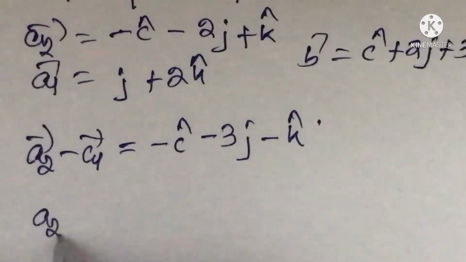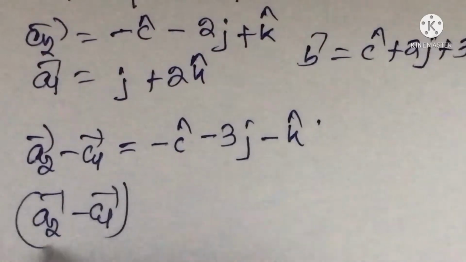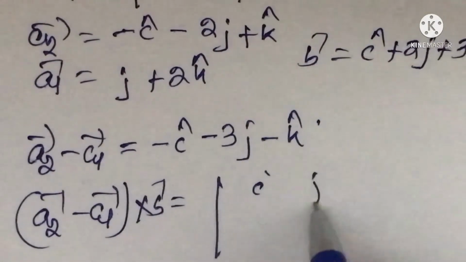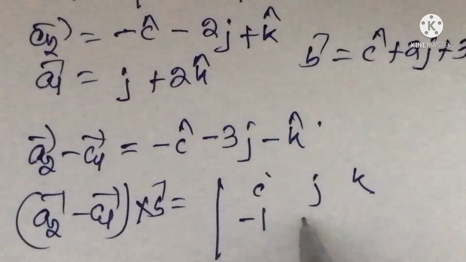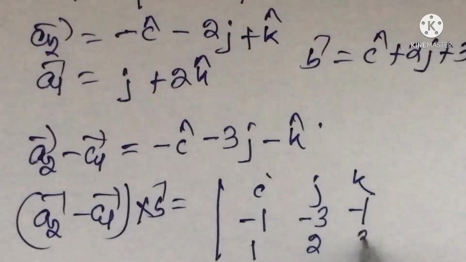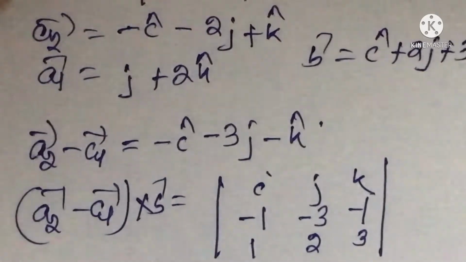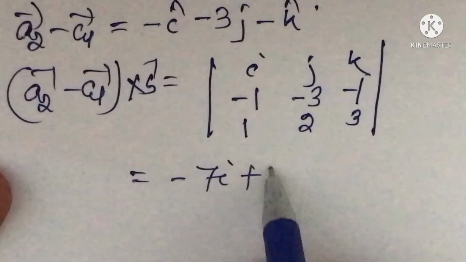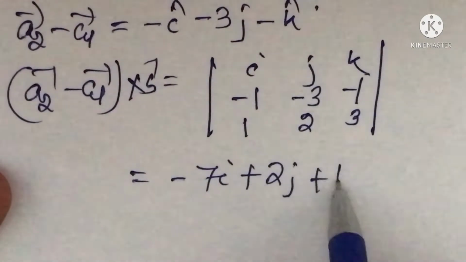So (a2 minus a1) vector cross b vector is equal to the determinant of i, j, k, minus 1, minus 3, minus 1 and 1, 2, 3. This is equal to minus of 7i plus 2j plus k.